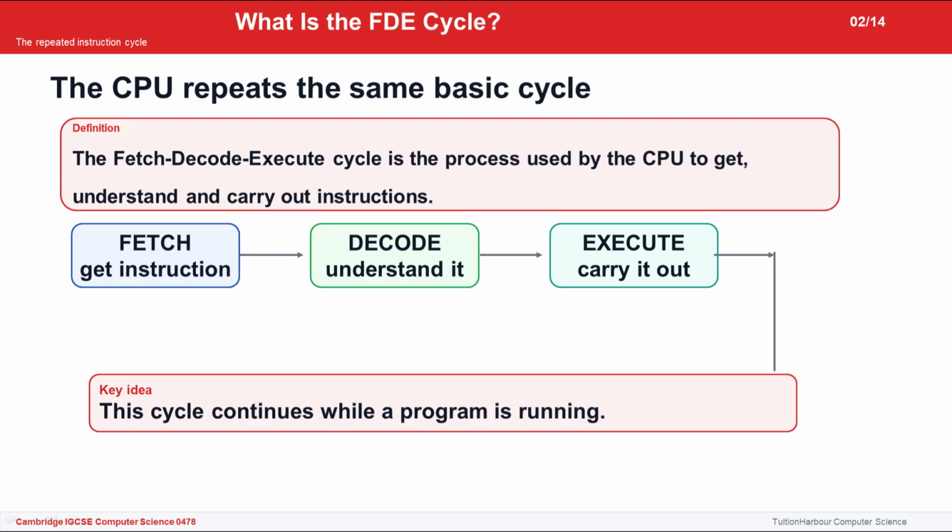What is the fetch, decode, execute cycle? The fetch, decode, execute cycle is the process used by the CPU to process instructions. First, the CPU fetches an instruction from memory. Next, it decodes the instruction to understand it. Finally, it executes the instruction. The cycle repeats while the program is running.